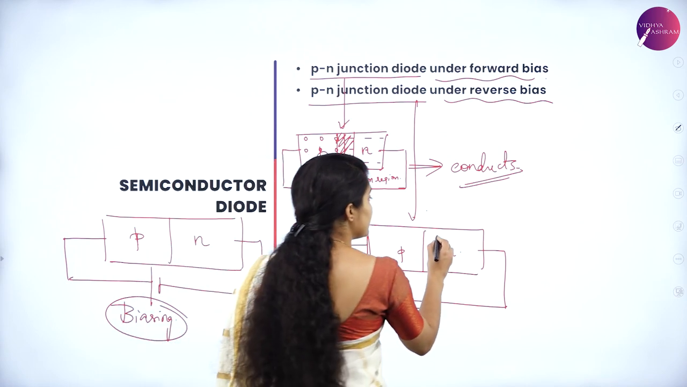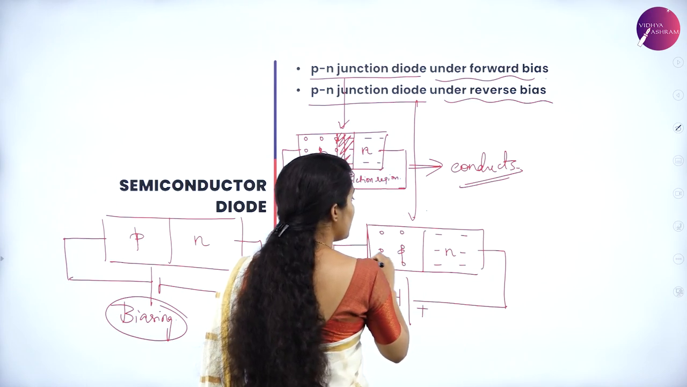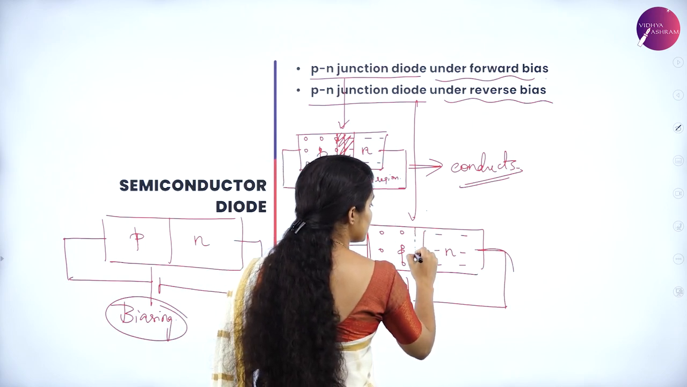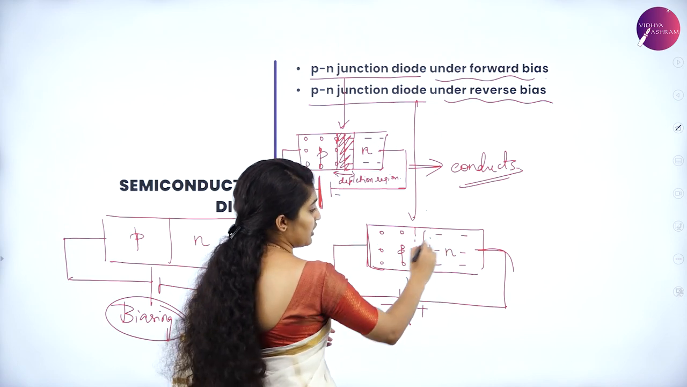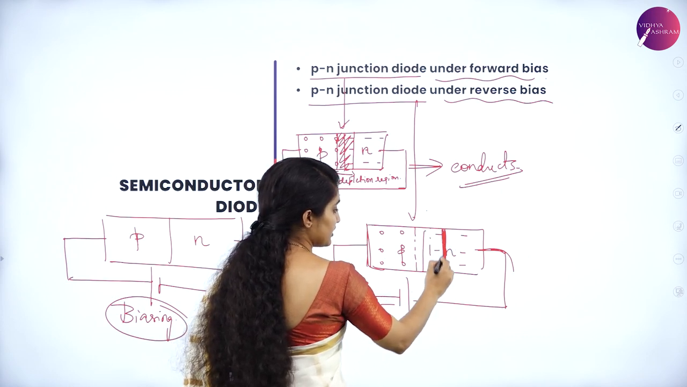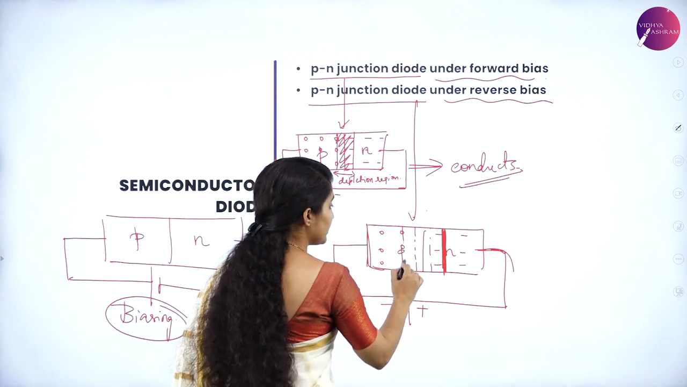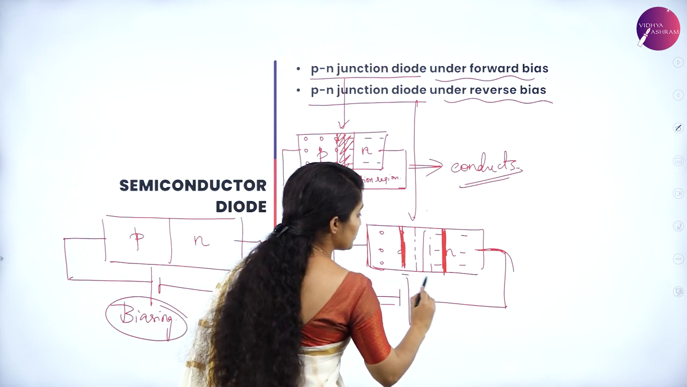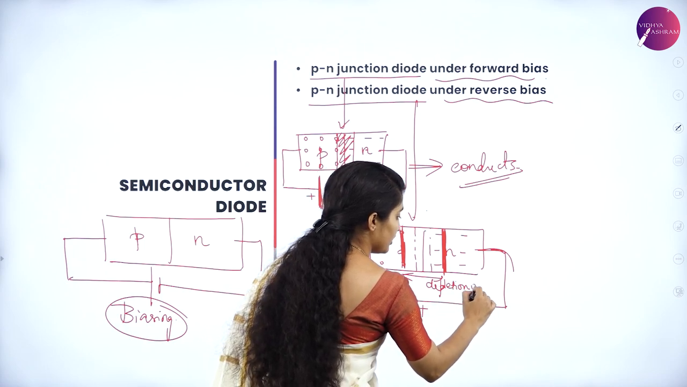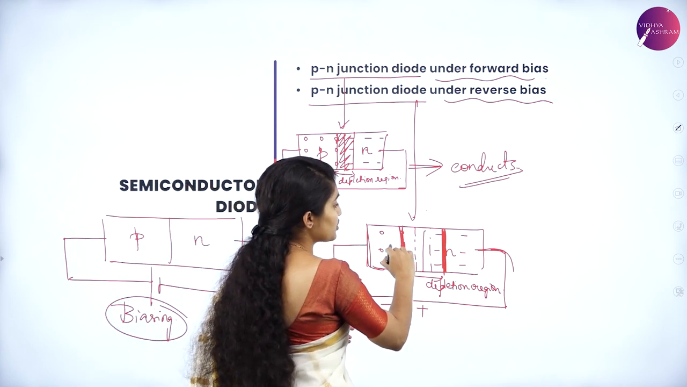So what happens? The electrons present over here, as I told you, move towards the positive. This is the first depletion region that we are having. Now when the free electrons move towards positive, the depletion region increases. Whenever the holes, which are positively charged particles, move towards the negative, again the depletion region increases. So there is an increase in the depletion region, because of which it will be very difficult for the minority particles to excite.